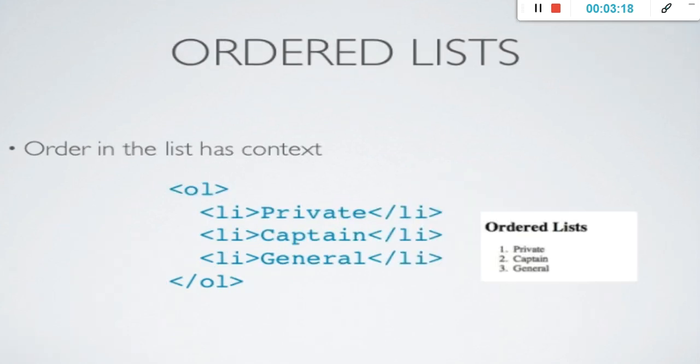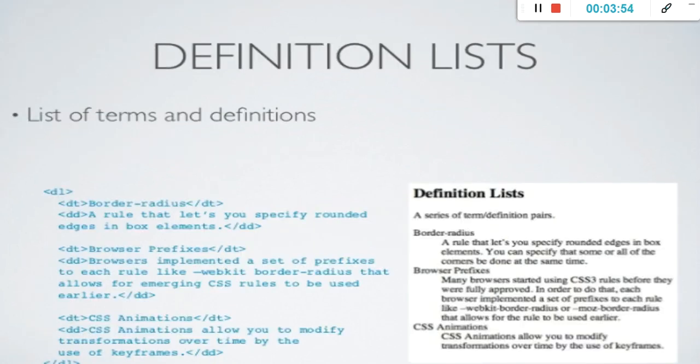What do you mean by the ordered list? Ordered in the list has context, meaning OL. O means ordered and L means list. This is the syntax of the OL, that is ordered list. See, 3 list items are created here: private, captain, general. Okay, 3 list items are created here. See, the ordered list is given. Ordered means this list is in the form of an order, like 1 2 3 or A B C likewise. Okay.